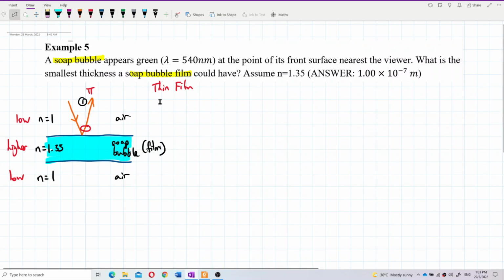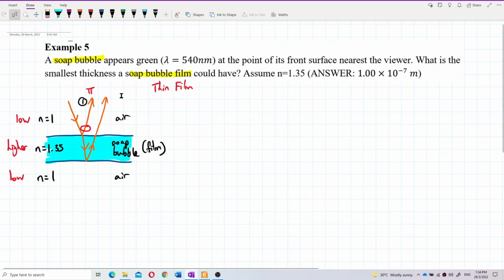Now the second ray goes into the film. The one that goes into the film has no phase change, as we know, refraction has no phase change. Now the reflection: this one is from higher, 1.35, to 1, from higher to lower refractive index. Does the reflection get a phase change? No, because it is from higher to lower, not from lower to higher. It is from the soap bubble to air, and air has a lower refractive index. And then the light also goes out, and refraction has no phase change.